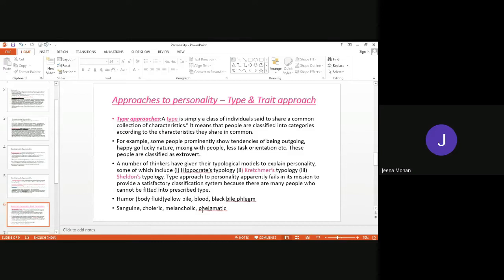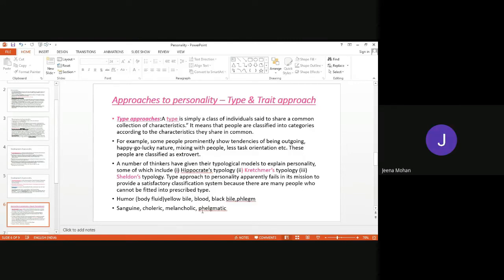Once again I'll repeat. Sanguine: enthusiastic, active and social. Choleric: short-tempered, easily irritable and fast. Melancholic: analytical, wise and quiet; they are very critical, and at the same time they are quiet also. Phlegmatic: peaceful, calm, easygoing, and there will not be any emotional outburst.